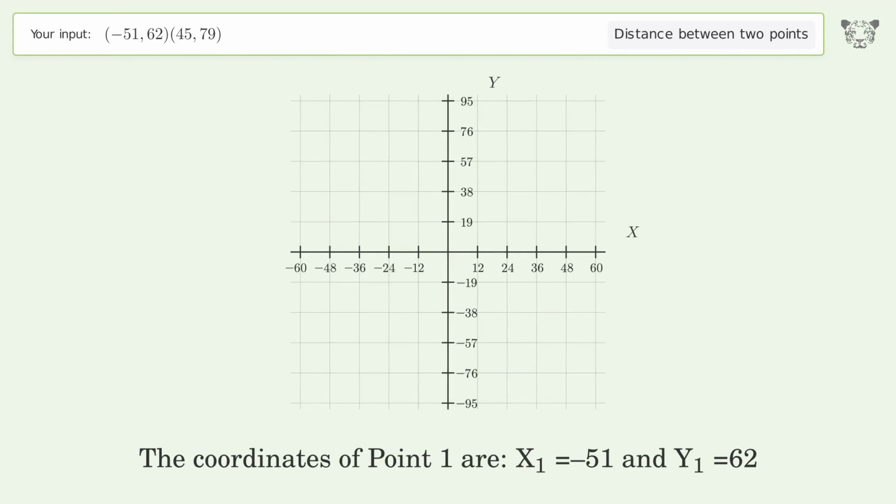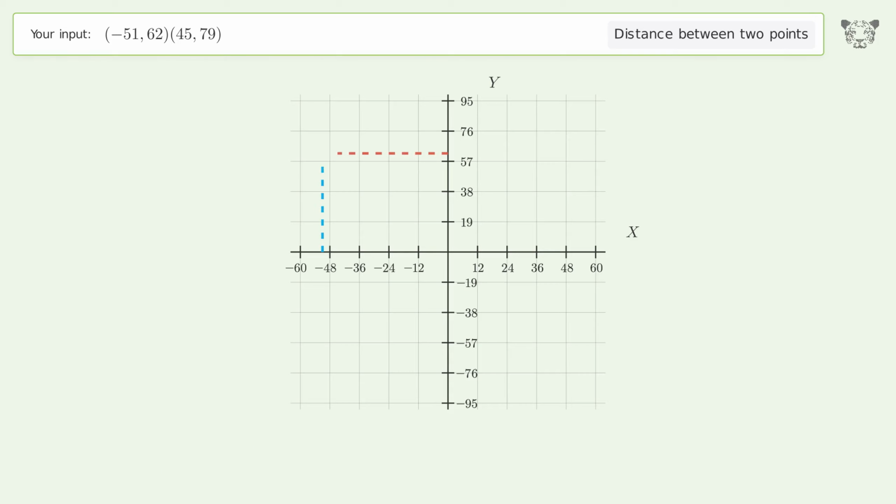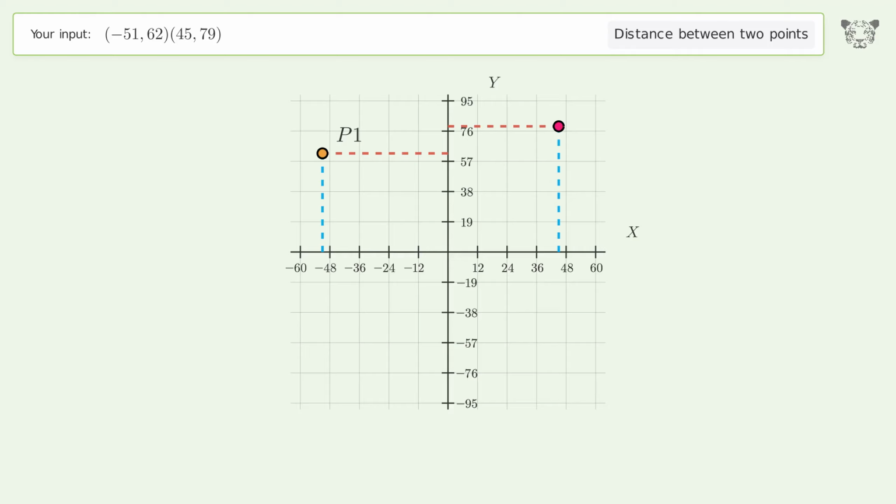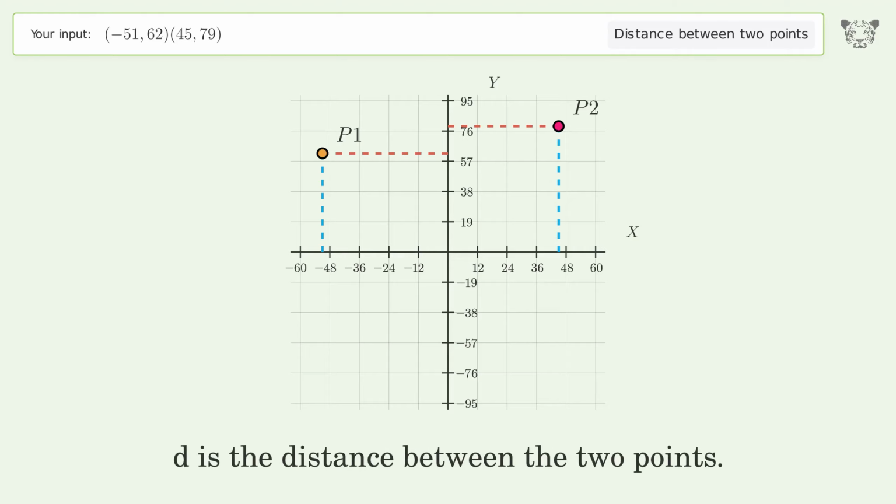The coordinates of point 1 are, x1 equals -51 and y1 equals 62. The coordinates of point 2 are, x2 equals 45 and y2 equals 79. D is the distance between the 2 points.